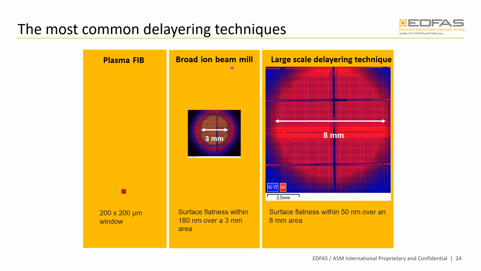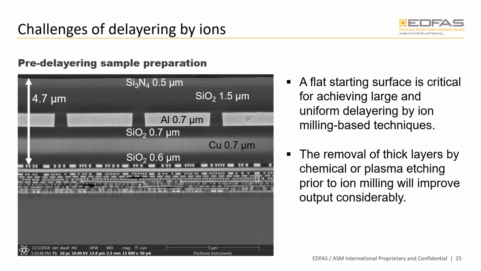The new delayering technique can cover an area up to 10 mm with excellent uniformity. We will cover all three methods in this presentation. Now let's talk about the challenges of delayering using ions. The key parameter is the starting surface flatness. A flat surface significantly improves the results of large area delayering by ions.